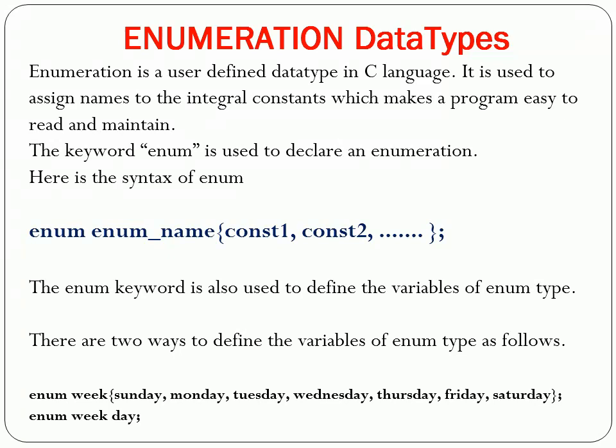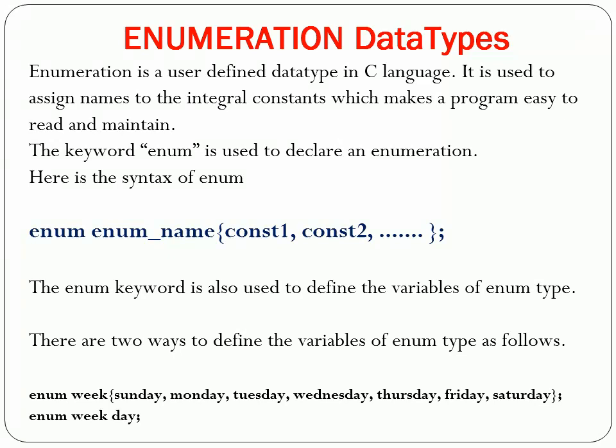Here we have given the syntax for enumerated data types. First, enum is a keyword, followed by the variable name, and after that we give the constant values within curly brackets, ending with a semicolon.